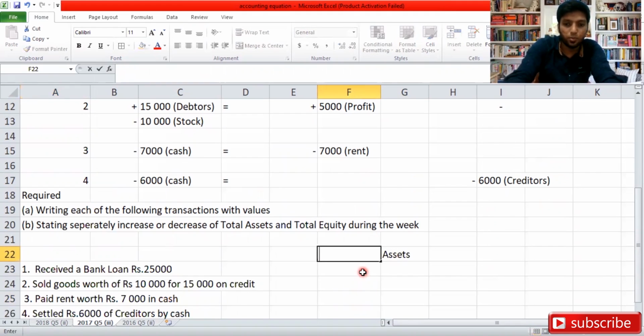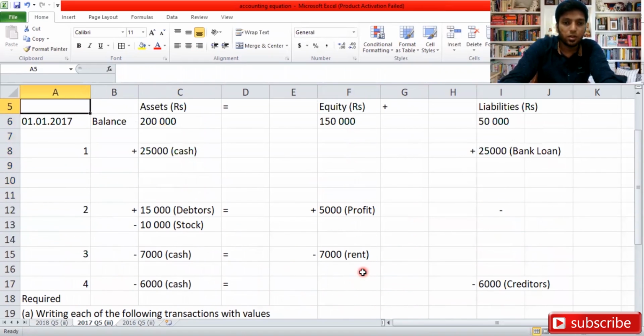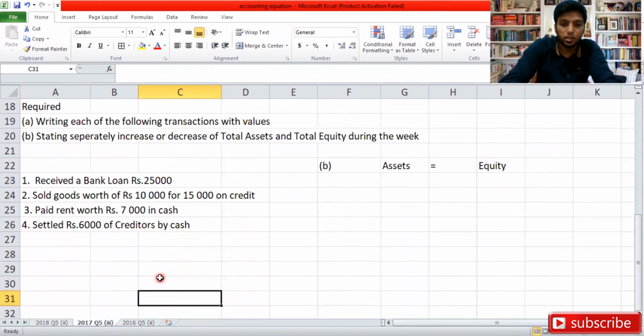Second part of the question, B. How much assets have increased, how much equity has increased. So I'll put an equal column. I can see here assets have increased. They are not asking for the balances, they're asking for the increase. So 25,000 plus 15,000 is the total increase, 40,000, and the total decrease is 10,000 plus 7,000, 17,000, plus 6,000, 23,000. So I'll write here 40,000 has increased.